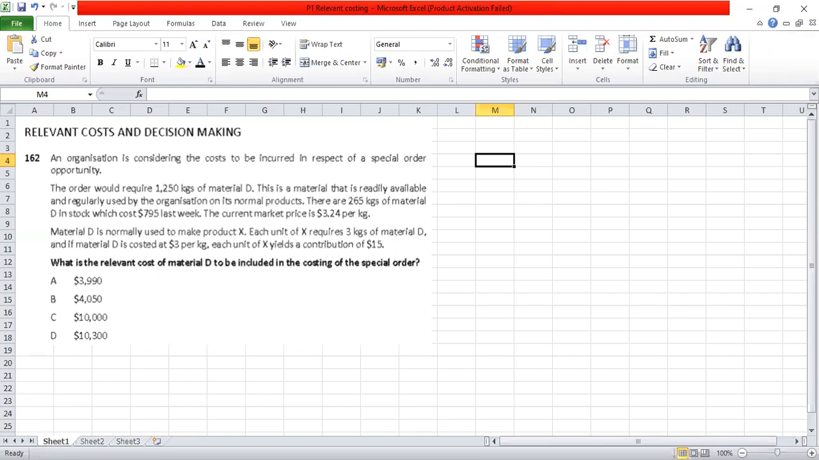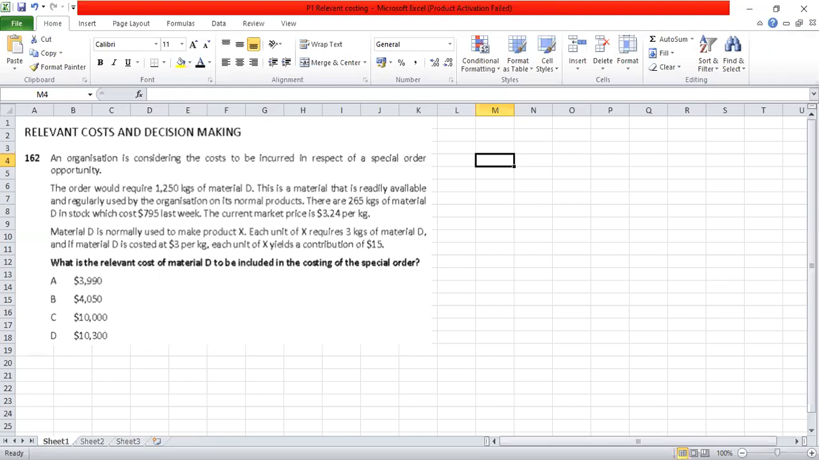If it is historical in nature, it is not relevant for decision making. They have already purchased that, that is already incurred. They are there in the stores department, 265 kgs. Nothing can be done to undo that. So that piece of information is irrelevant for us for decision making.